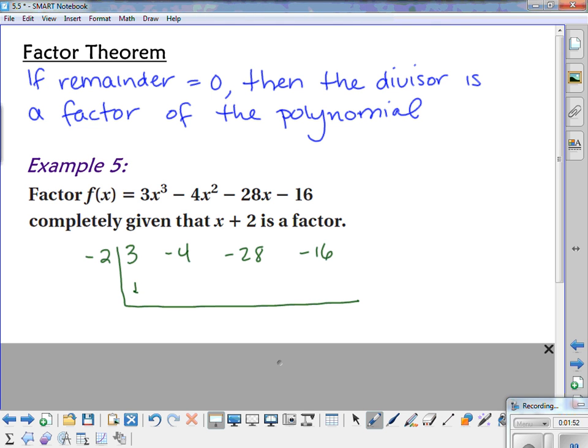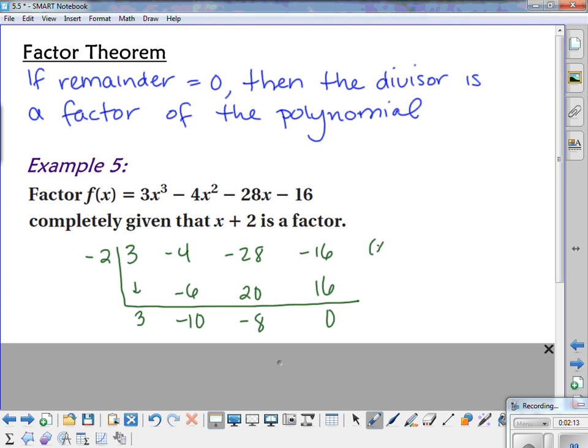And I bring down the 3. 3 times negative 2 is negative 6. Add those together, I get negative 10. Negative 2 times negative 10 gives me positive 20. I add those together, I get negative 8. And then negative 2 times negative 8 gives me positive 16. And I have a remainder of 0. So that means that x plus 2 went into it perfectly evenly.